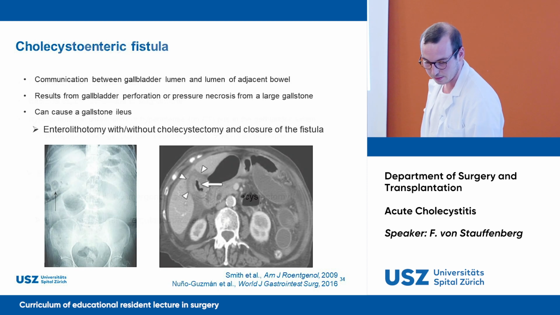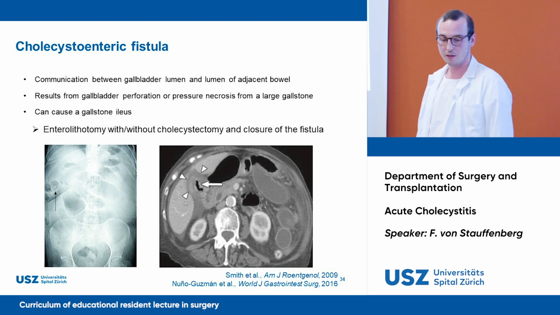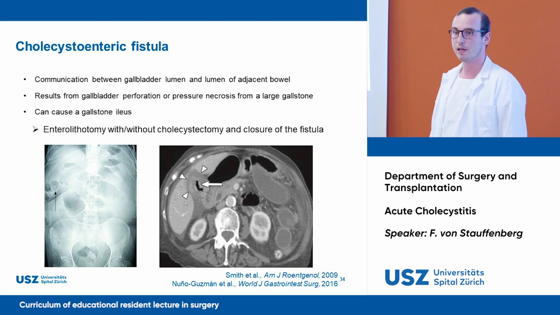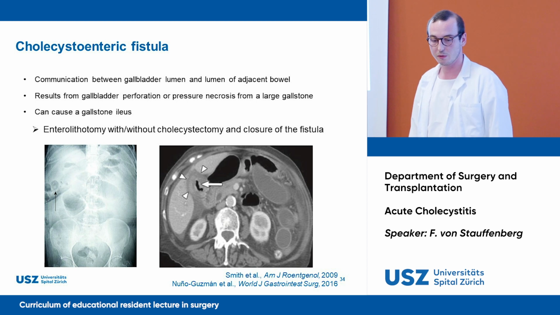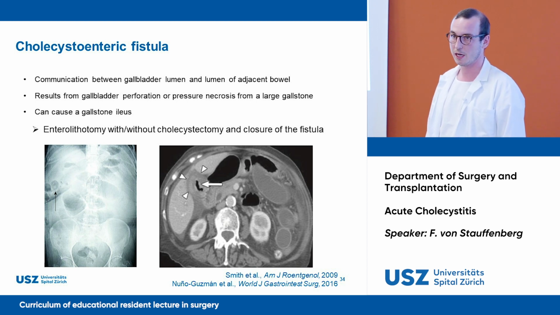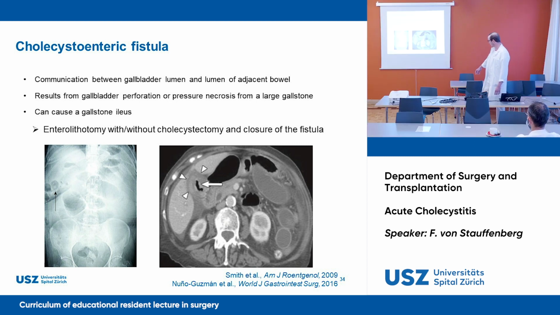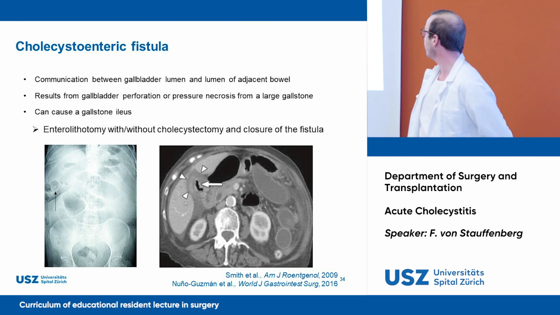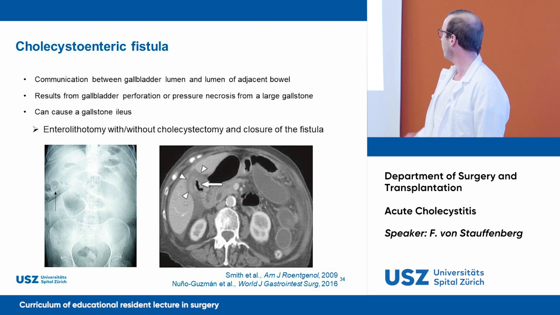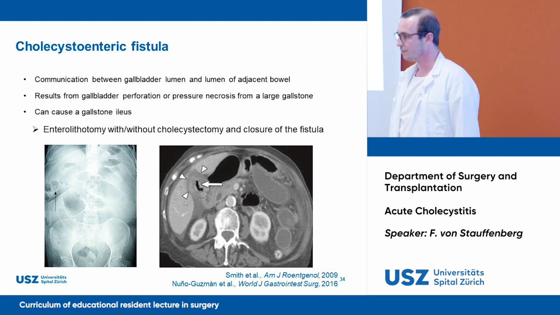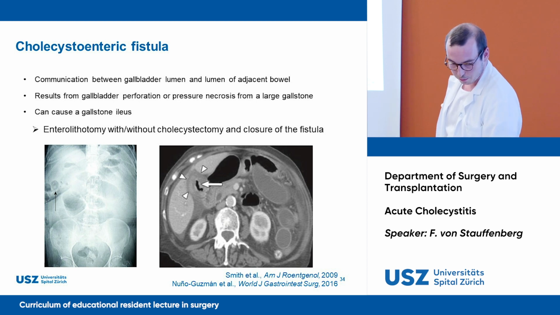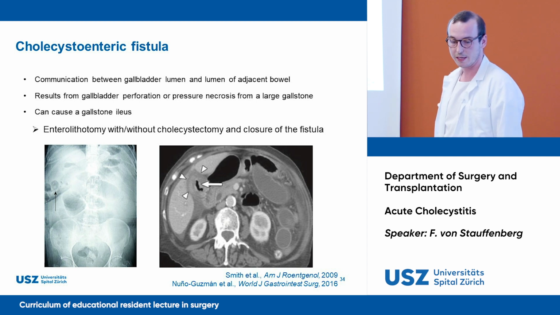And a special case is the development of a cholecystoenteric fistula, where you have a communication between the gallbladder lumen and the adjacent bowel due to gallbladder perforation or pressure necrosis from large gallstones. It can cause a gallstone ileus, and you can see it here in the X-ray on the arrow. You see the dilated bowel with a stone in it. And in the CT scan, you can see aerobilia due to air arising from the bowel lumen to the gallbladder. Treatment of choice would be enterolithotomy with or without cholecystectomy and closure of the fistula, depending on the surgeon.